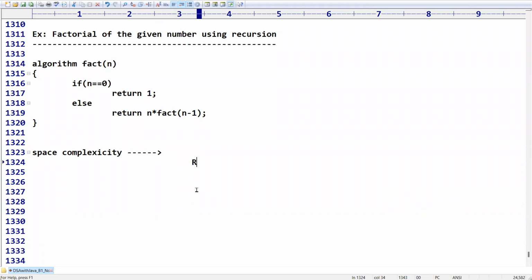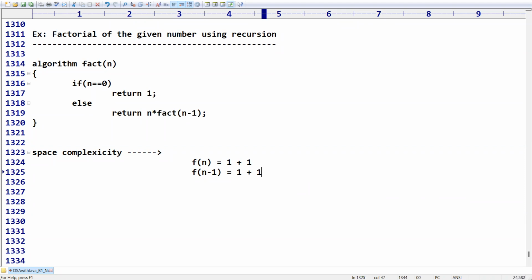Consider that I am going to call factorial of n. Then how much space is it going to occupy? One unit for storing the n value, plus one unit to make the recursive call. To make this recursive call, one more unit is required. Now the recursive call is executed a second time. How much space is required? Same concept: for n, one space is required, plus again for this recursive call, one more space is required.